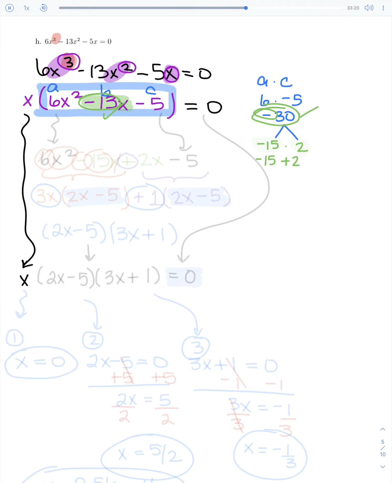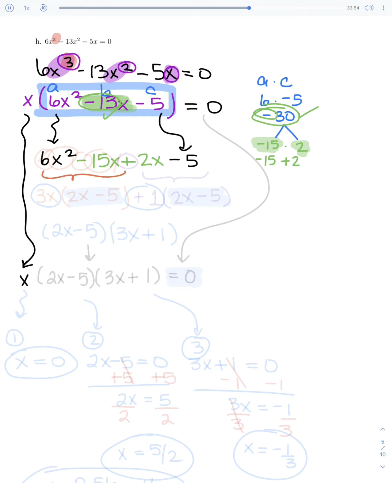And now let's work on our AC method. On our AC method, remember the first term, the 6x squared, will stay the same. And what we've come up with is a way to break down the negative 13x into a negative 15x and a positive 2x. It does not matter which order we use. So we'll use the negative 15x and the positive 2x. And then remember, we also have to leave the last term, the minus 5, by itself. Now that we've got four terms, we can do grouping.